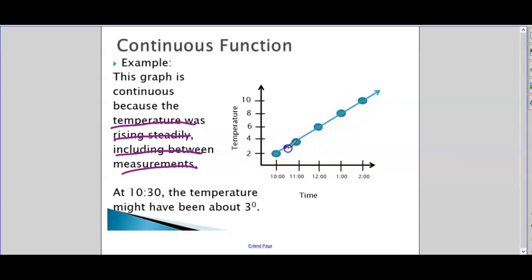So at 10:30, halfway there, halfway between 10 and 11 would also be halfway between 2 and 4 in terms of temperature. So that's a point that I could put on that continuous function line.